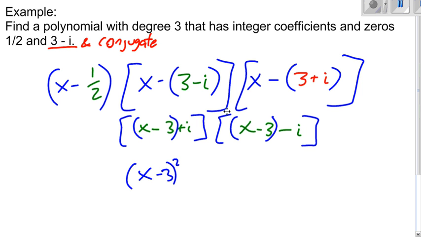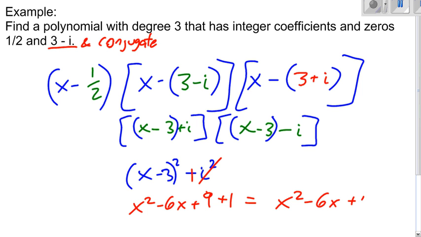Outside and inside cancels out, then it will be minus i squared, which is negative 1. So cross it out, change the sign. x minus 3 squared is x squared minus 6x plus 9. And then we have plus 1. So that's x squared minus 6x plus 10. That still needs to be multiplied by x minus a half.